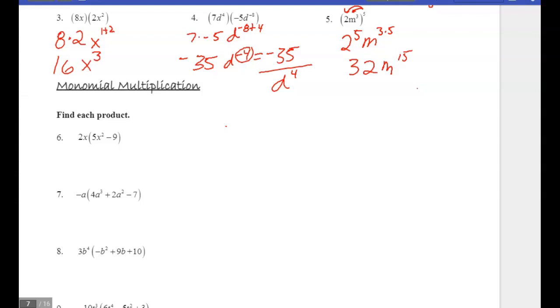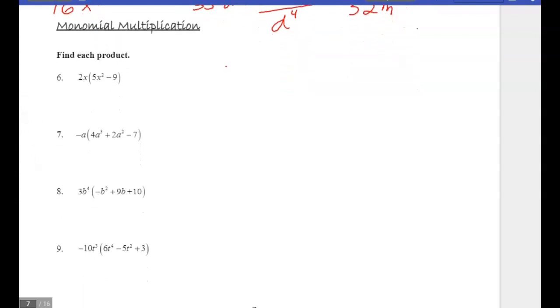So all we're doing today, and we're just going to go through these 4 examples, is that we're just doing monomial multiplication. So kind of combining all those rules that we've done up there. And we're just going to distribute them in. Right? So you have 2x times 5x squared. That becomes 10x cubed. And then 2x times negative 9. You end up with negative 18x.